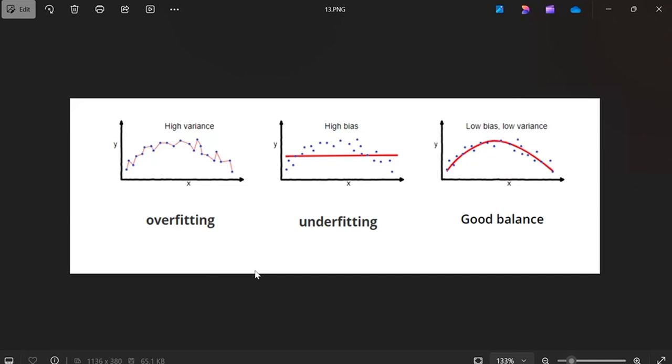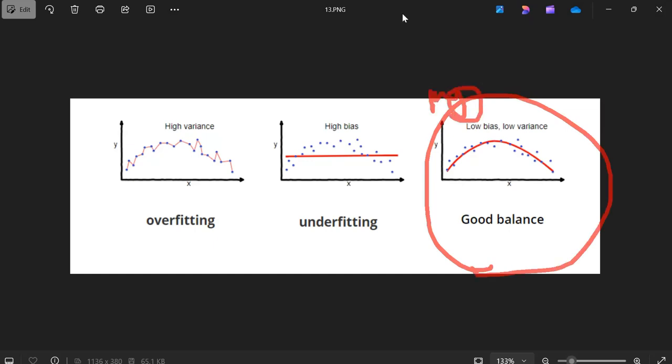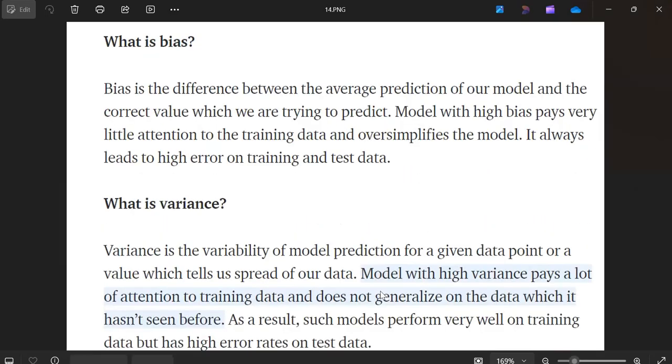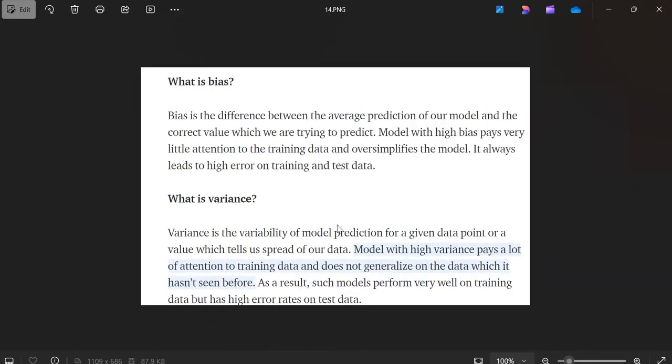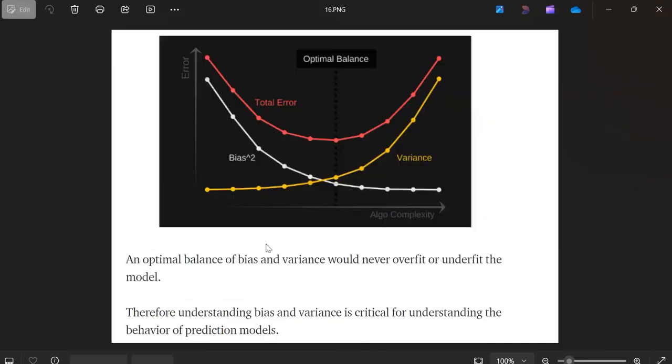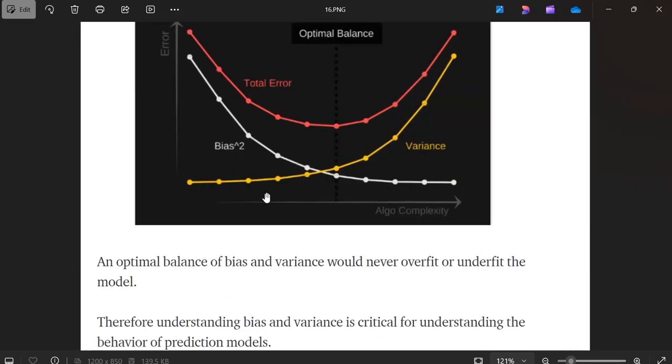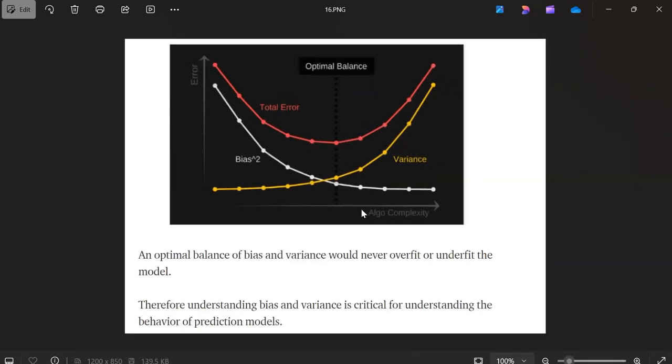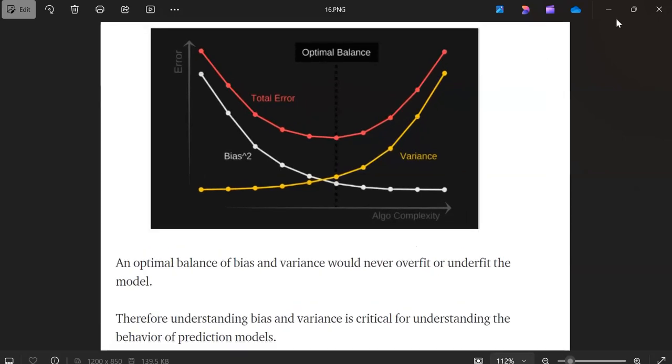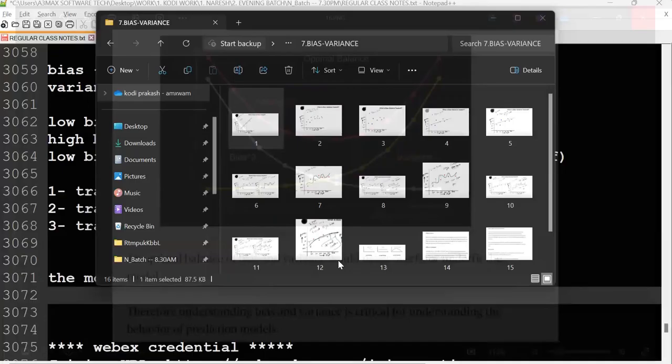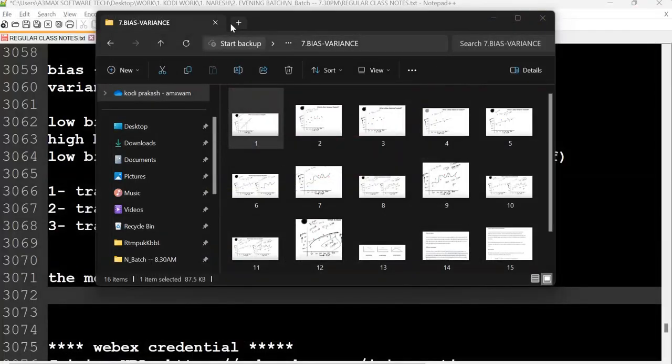Concept clear? So which one do we need to consider, guys? Good balance. This is called the best fit model. So here, what is bias and variance? Okay, so this is all those things. The optimal balance, we always consider as good balance, guys. So this is bias, this is variance. This would be the optimal balance. I hope you understand. So there's a lot of learning today.